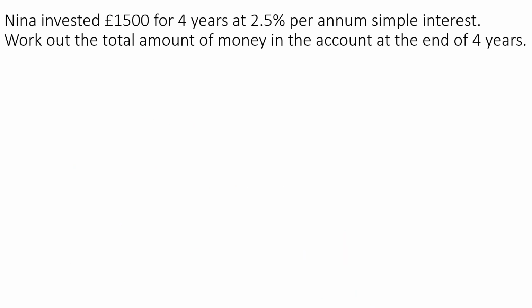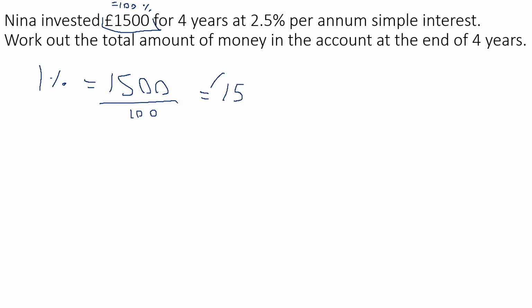It's the same thing in this example. Nina invested 1,500 for 4 years at 2.5% per annum simple interest. So after 4 years, how much money will she have? Well, again, if this is my 100%, 1% is simply going to be 1,500 divided by 100, which is equal to £15. Next, we'll do 2.5%, which is simply equal to 2.5 times 15, which is equal to 37.5.